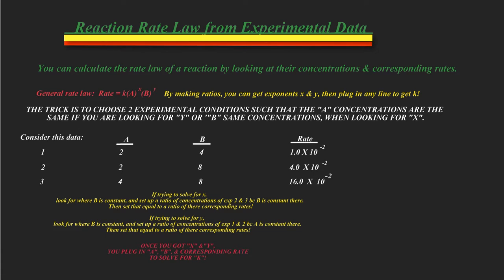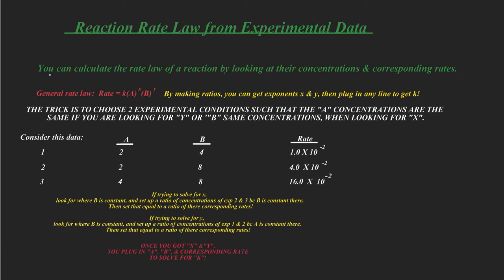Today we're going to be looking at reaction rate law from experimental data. As the title implies, you can calculate the rate law of a reaction by looking at experimental data. The general rate law is as follows: rate equals some rate constant k times [A] raised to the x times [B] raised to the y.